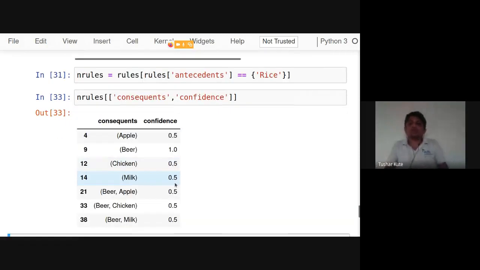See, when I am purchasing rice, then what can I suggest? I can suggest apple, whose confidence is 50%. I can suggest beer, whose confidence is 100%. I can suggest chicken, whose confidence is 50%. Milk 50%. Apple, beer and apple also 50%. I can suggest beer and chicken also 50%. I can suggest beer and milk also 50%. That's how you can extract.